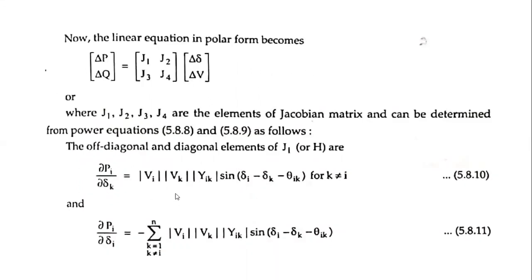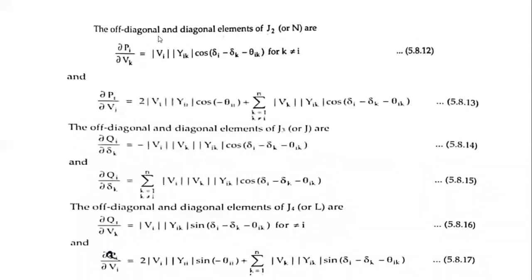Dou Pi by dou delta k equals Vi Vk Yik sine of (delta i minus delta k minus theta ik), and dou Pi by dou delta i is equal to minus sigma k, k not equal to i, from 1 to N, Vi Vk Yik. That is the J2, and this is the J3, J4 value.